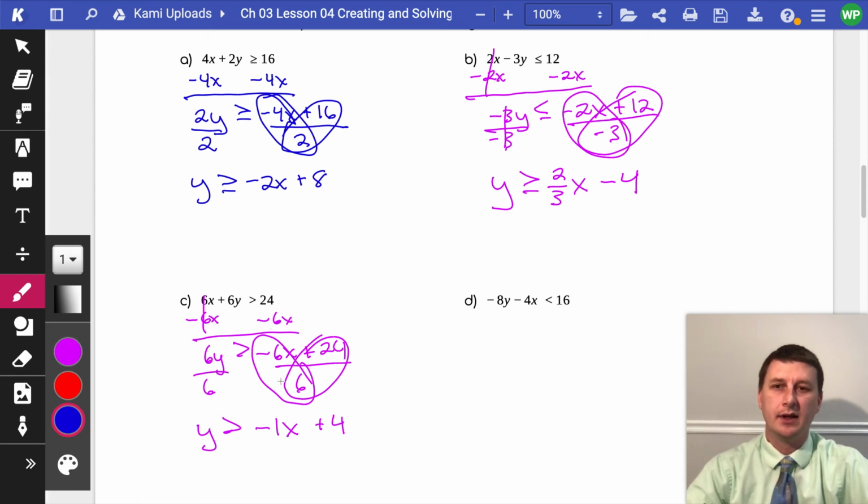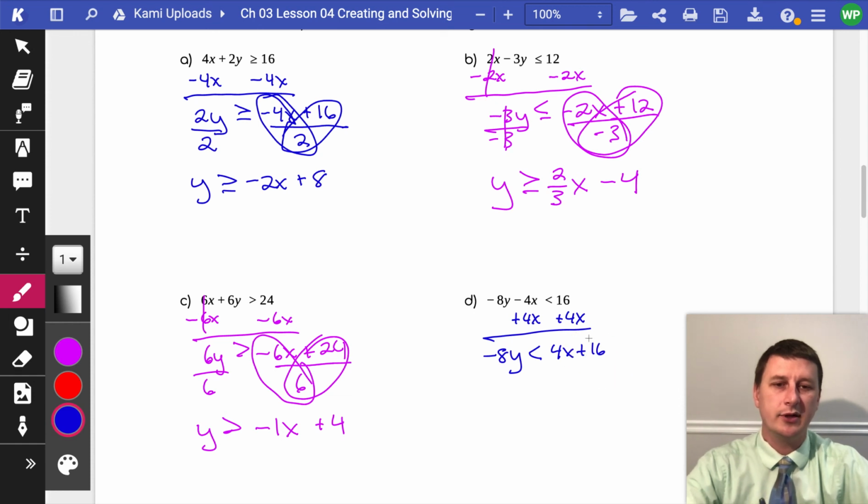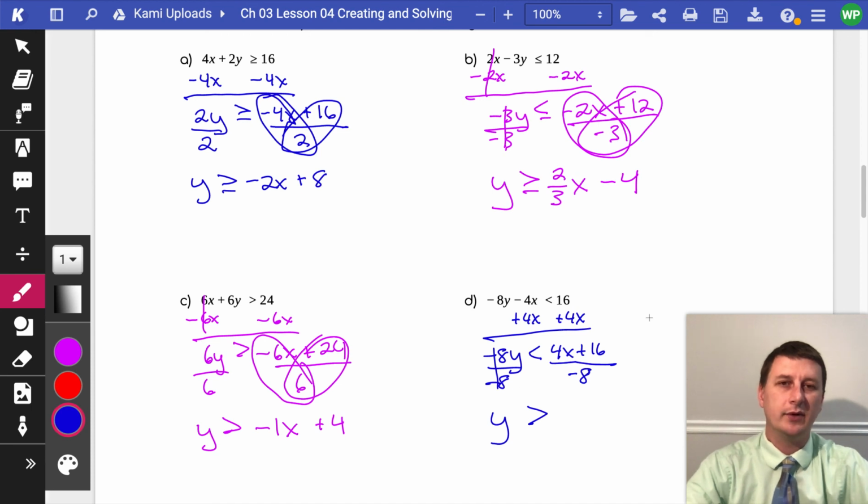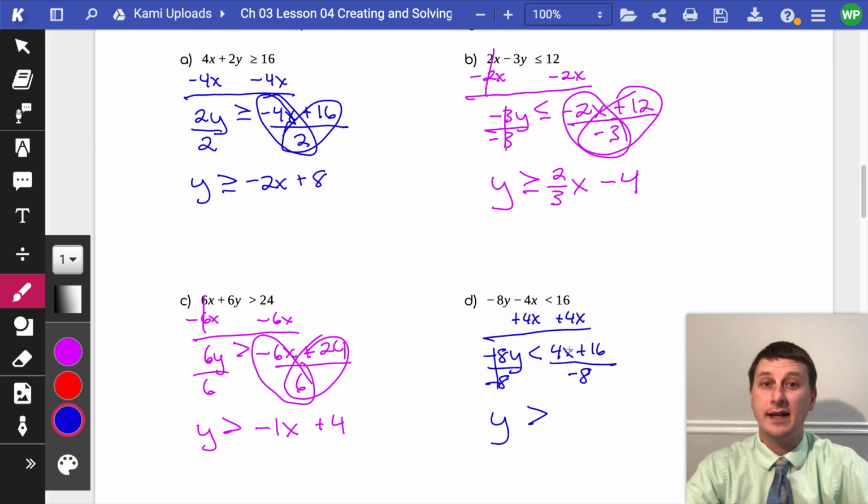And finally, on part D, again, let's move our x's, but this time we have a negative 4x, or a minus 4x. So we're going to add 4x to both sides. And we'll be left with negative 8y is less than 4x plus 16. Not like terms, we don't combine them, but we do put the x's first, so it's in mx plus b form. And we're going to divide everything by negative 8. When we do that, we'll get y by itself, but we'll also have to flip the inequality because we're dividing by that negative 8. It's a negative number. We flip the inequality when we multiply or divide by a negative number, all right?